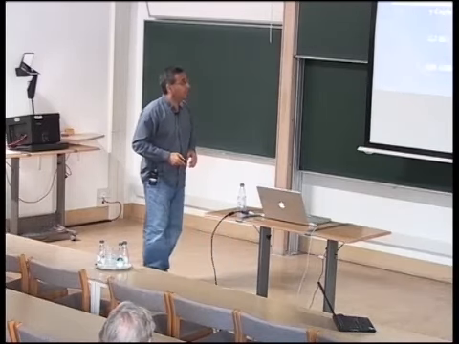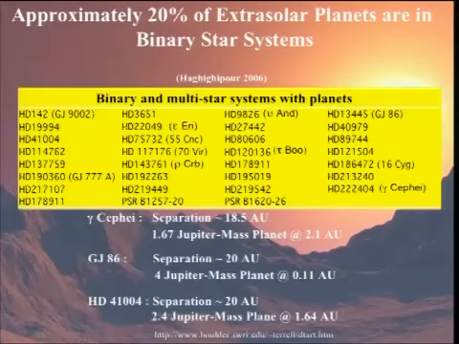But there are three cases that stand out. Gamma Cephei, GJ 86, and HD 41004 have separations of about 20 AU, and they have a Jupiter-mass planet around one of the components. And now the question is how these were formed.